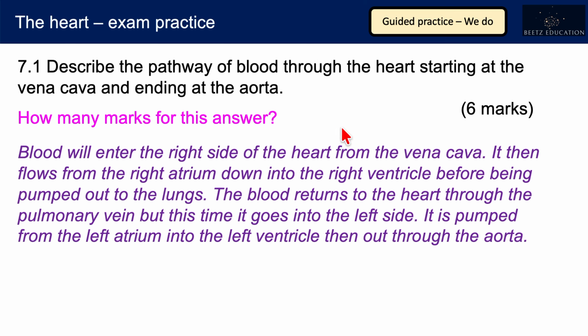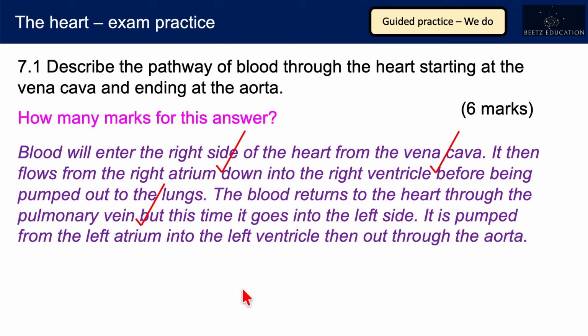Right, so they're not going to get a mark for referring to the vena cava at the start of their answer. Reason being, it tells us that in the question. Their first mark will come from the correctly stated right atrium as being the first chamber through which blood will flow from the vena cava into the heart. They've then stated the right ventricle, again for a second mark. Before being pumped out to the lungs, well, they've not said through which blood vessel that occurs through or what happens at the lungs. They've not mentioned gaseous exchange or anything like that, so they can't have a mark for that.